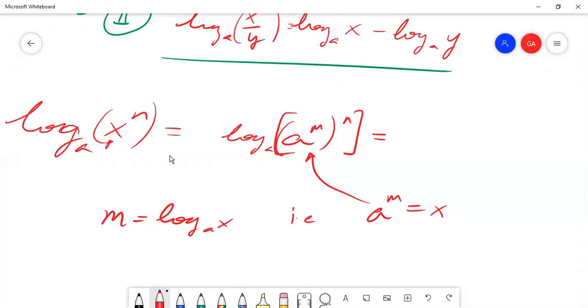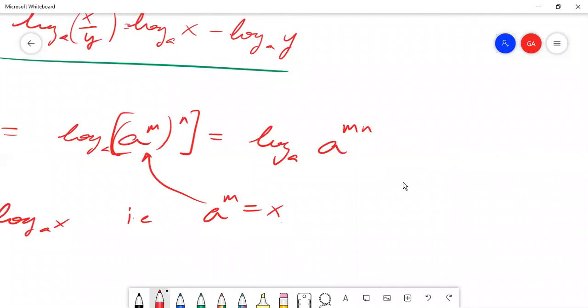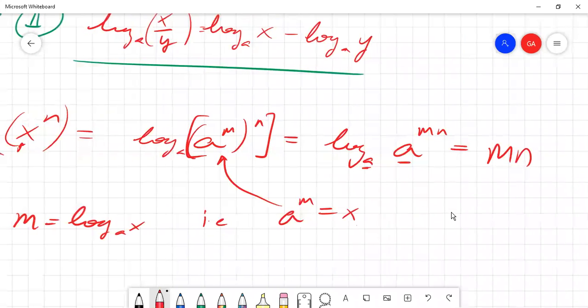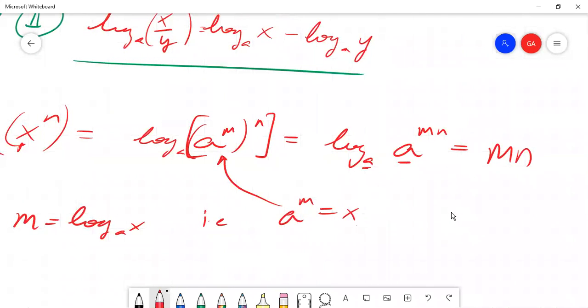Well, I know from our exponent properties that a to the m to the n is just a to the m times n. So this entire thing becomes a to the m n, where these are multiplied together. And I know from our previous examples that when this number is equal to that number, the log of this configuration is just the exponent. And what is m? Well, m is log base a of x. And so this entire thing becomes n times log base a of x.